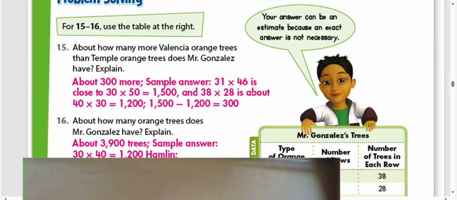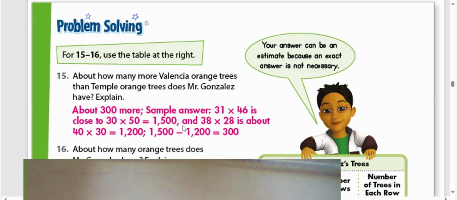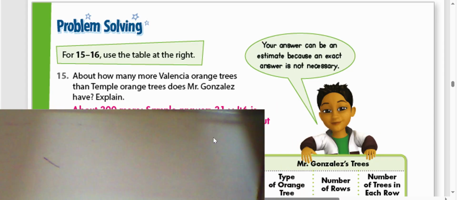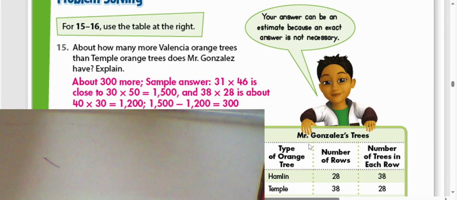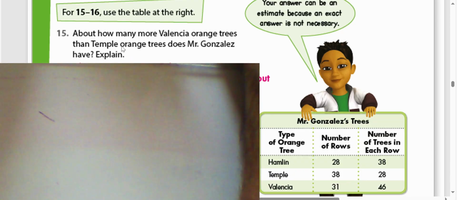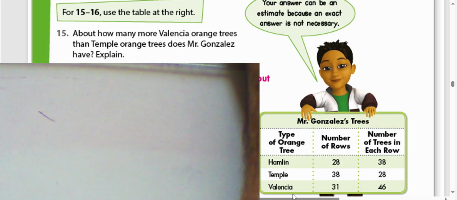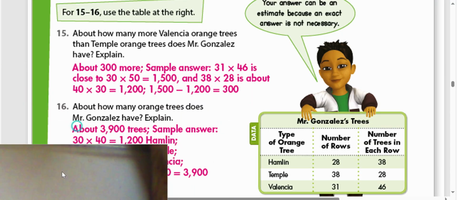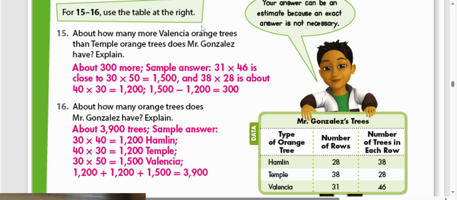Okay, now we have more problems here. Look with me at this example about how many more Valinka oranges. Look at the table here. We can solve the example from this table. Okay, it asks how many more Valinka oranges. Then the number of oranges, from the quiz, question 15 to 16. Okay.